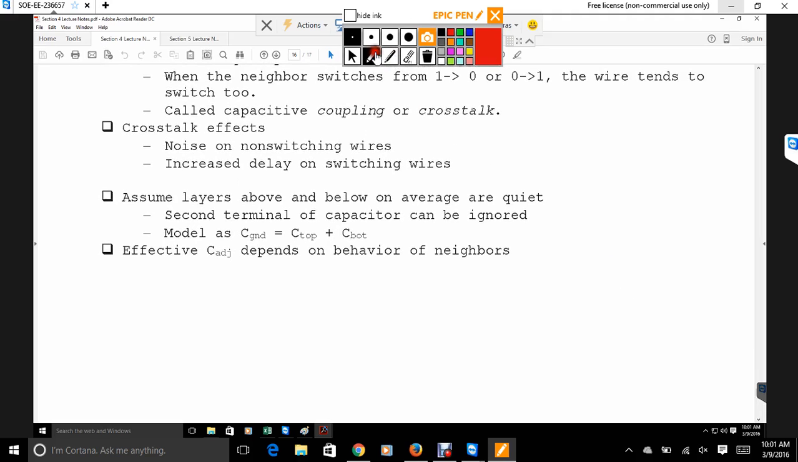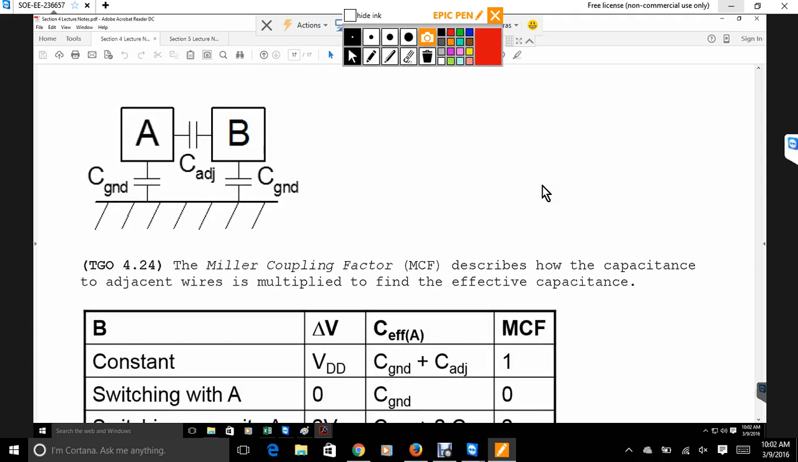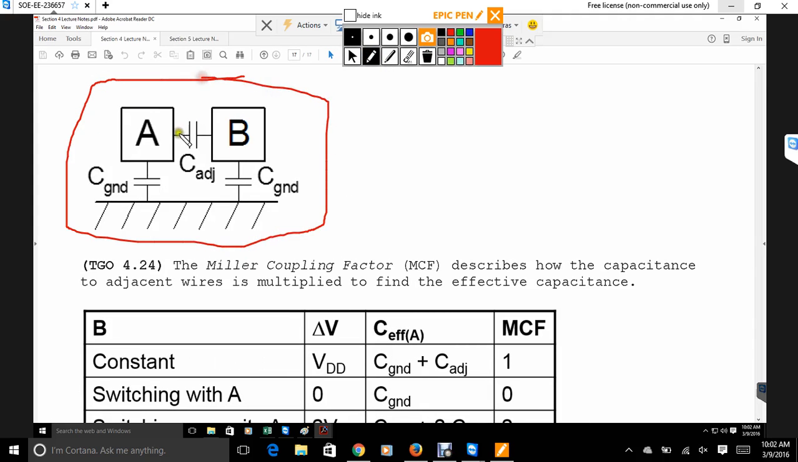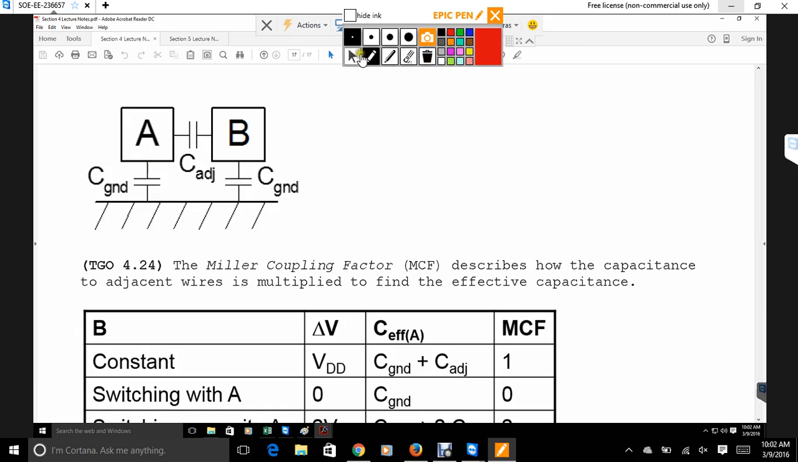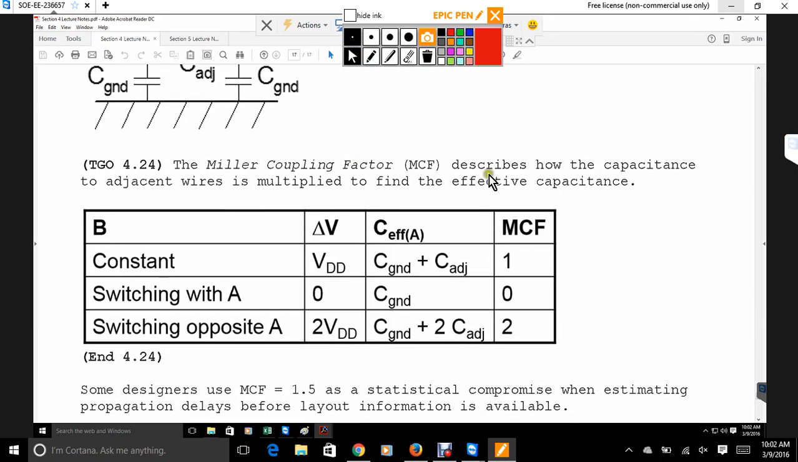So what's going to happen is we're going to model it with these adjacent capacitances, and we're going to worry about the top and the bottom transistors running next to them. If you recall that model that I drew up a little bit ago. So here's that model. We have two wires. We have adjacent capacitances, and both of them have a ground capacitance with your dielectric, right? And so the way we figure this out is we relate everything to this concept of the Miller coupling factor. So this table here, the topical guide objective is both the definition and the table.